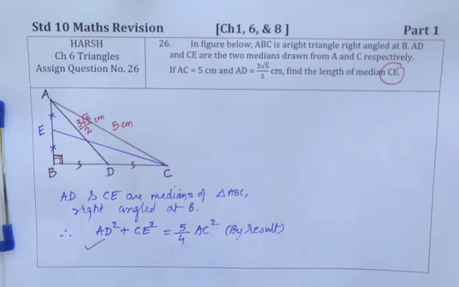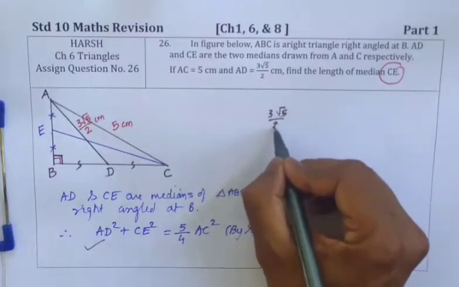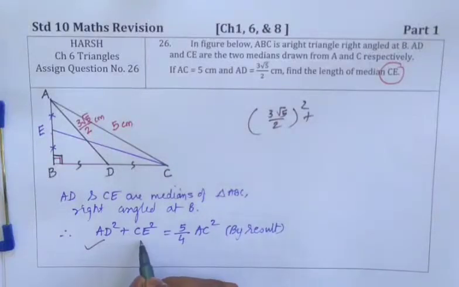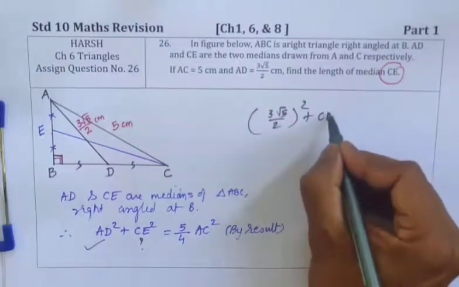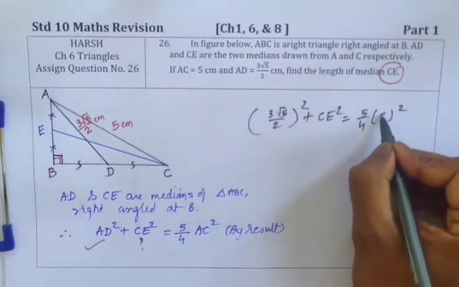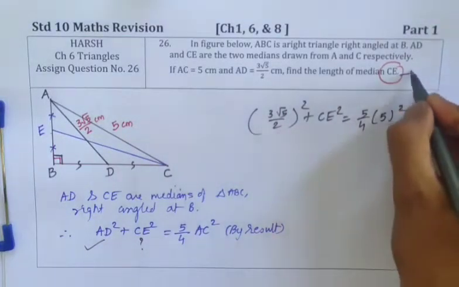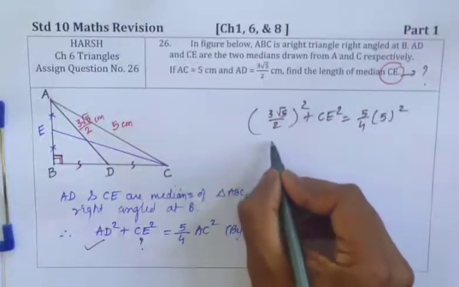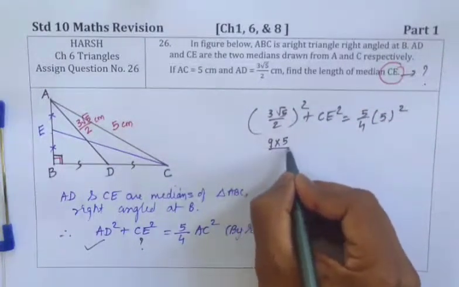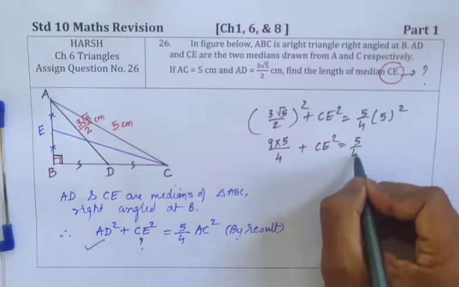This result has to be remembered if you want to answer a 2 marks or 1 mark question. Now, is AD given? Yes: 3 root 5 upon 2 whole square, plus CE square, since CE is not given and is what we are supposed to find, equals 5 upon 4 times AC square. Is AC given? Yes, that is 5. Only CE is left now, and that is your goal. Square of 3 is 9, square of root 5 is 5, upon square of 2 which is 4, plus CE square equals 5 upon 4 times the square of 5.